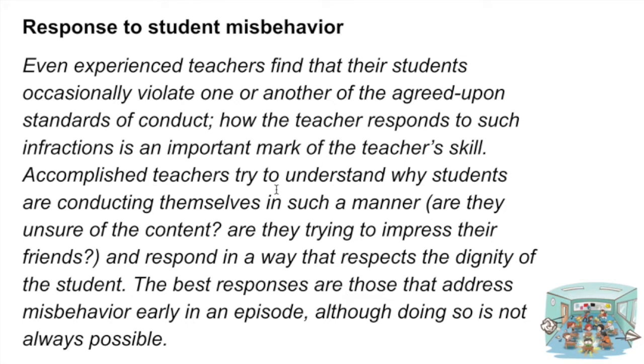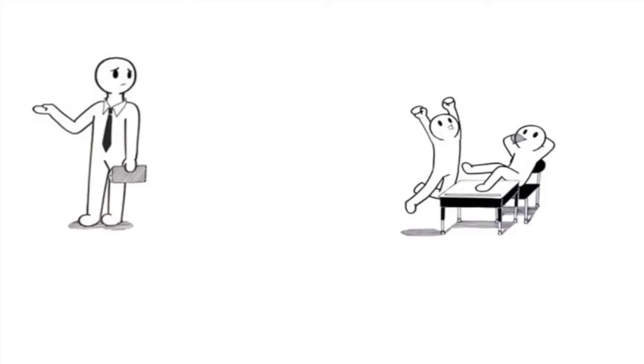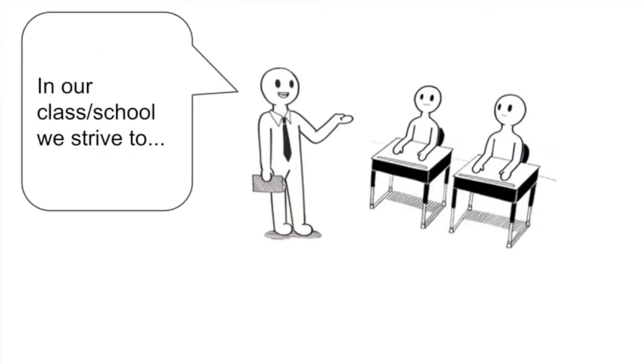So we need to try and understand why students are conducting themselves in such a manner. Are they unsure of the content? Are they trying to impress their friends? And respond in a way that respects the dignity of our students. It could be said that the best responses are those that address misbehavior early on in an episode. For example, we might notice students in one part of the classroom that are being off task and/or disruptive. Oftentimes, we simply need to move closer to students, remind them of the expectations, use we language, and refer back to the school or class rules. This allows us to remain objective and provide students with a gentle reminder of expectations that have already been established.